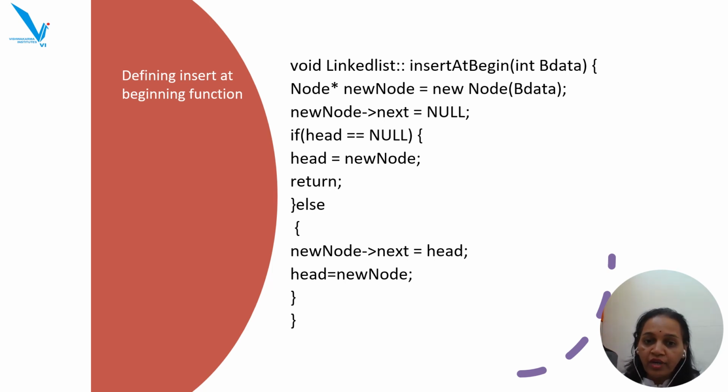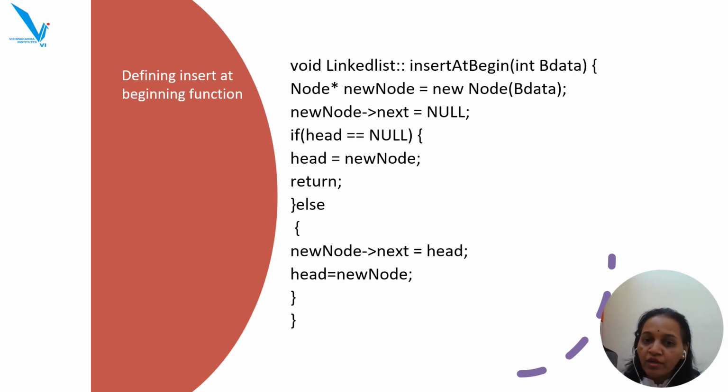Else, if we have the list already created and we have to insert our new node at the beginning, then what you have to do? New node of next is equal to head. Initially head was pointing to the first node. Now new node of next will be head. Okay, and head is equal to new node.